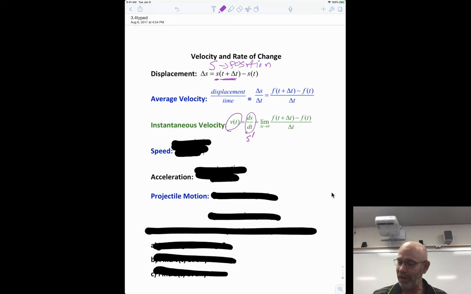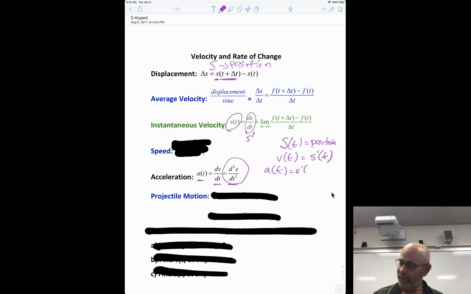And we'll go one step further, and I'll jump back here. The acceleration would be the derivative of the velocity. Okay, so acceleration is the derivative of the velocity, or the second derivative of the position. So positions, we start with S. Sorry, S of t is position. Velocity is the derivative of the position. Okay. And then acceleration is the derivative of the velocity, which is the second derivative of the position.